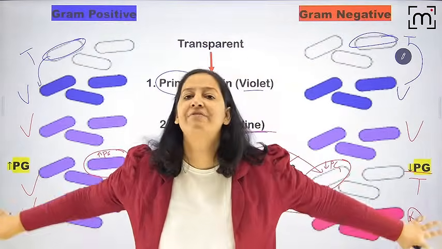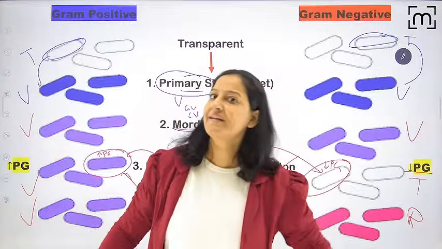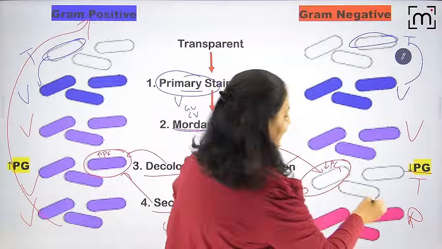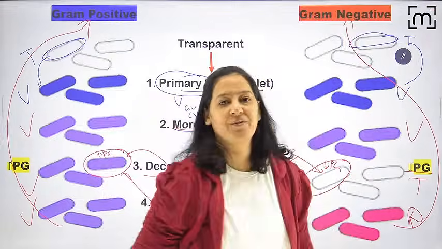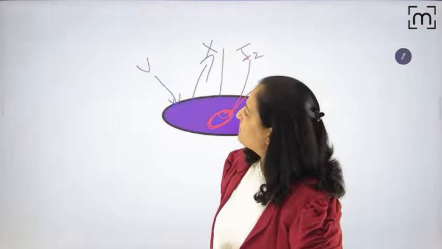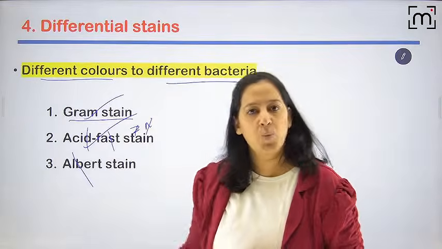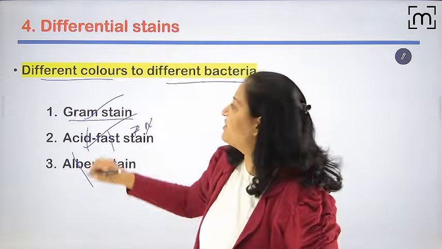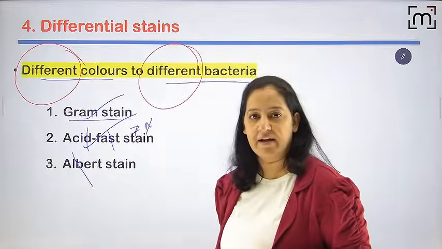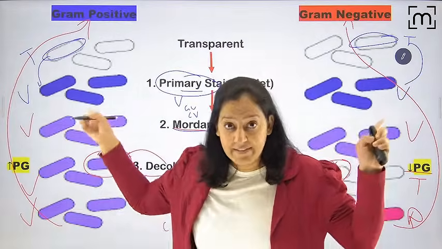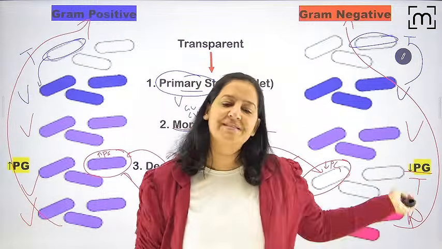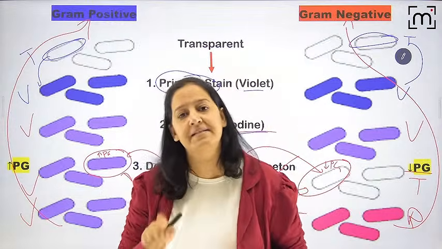So at the end, we have 2 types of bacteria. The violet ones, the red ones. The violet ones are Gram positive and the red ones are Gram negative. What am I teaching you? Don't forget, people, what I am teaching you. I am teaching you differential stain. What is the definition of differential stain? Differential stain gives different color to different bacteria. Some bacteria are violet, some are red. So Gram stain is a differential stain.